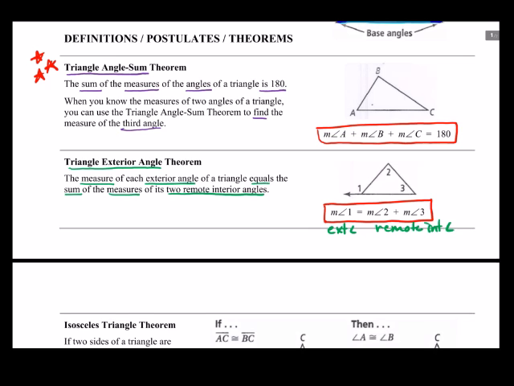So that is very useful. You can find the measure of the exterior angle if you know its two remote interior angles. Also, look here. That's a linear pair. You can also use a linear pair to find your exterior angle if you know the adjacent angle instead of the remote interior angles.